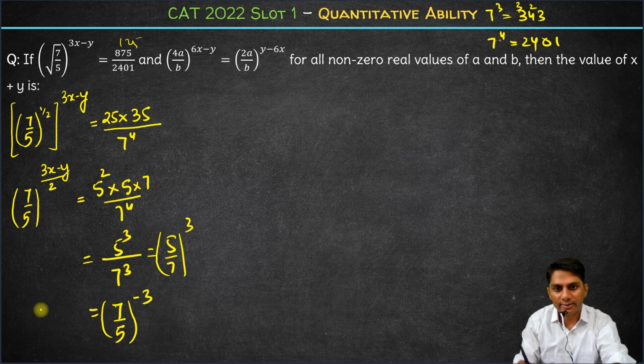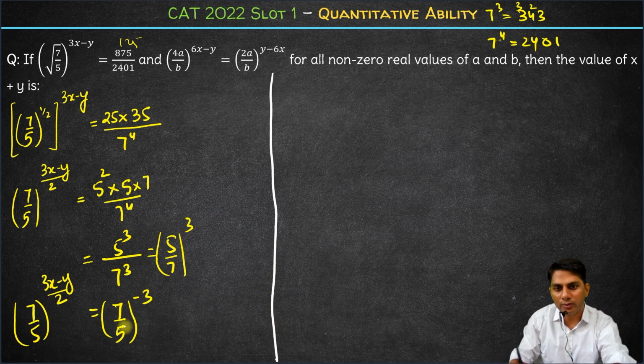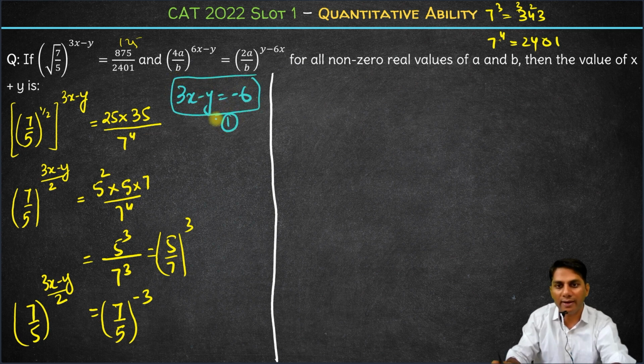So we have 7 by 5 whole raised to the power 3x minus y by 2 is equal to 7 by 5 raised to power minus 3. Now since the two numbers are equal and their base is also equal, 7 by 5, the powers must also be equal. Hence we get 3x minus y by 2 is minus 3. So this means that 3x minus y is equal to minus 6. This is the first equation that we have.